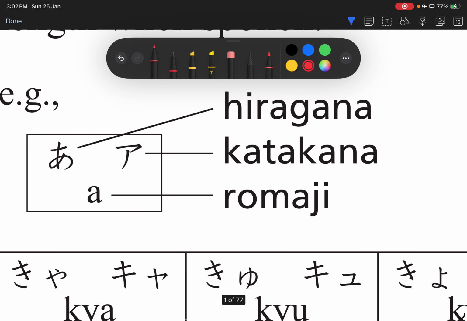It's because the hiragana system has existed since a long time ago in Japan. It is what they use to write Japanese words. So for example, native Japanese words like isu is chair. So isu, we'll refer to it as hiragana.